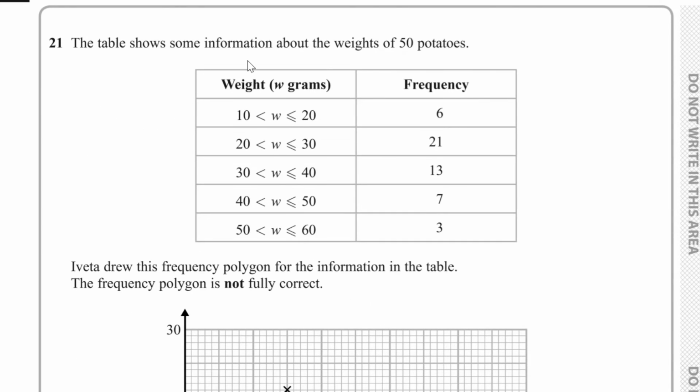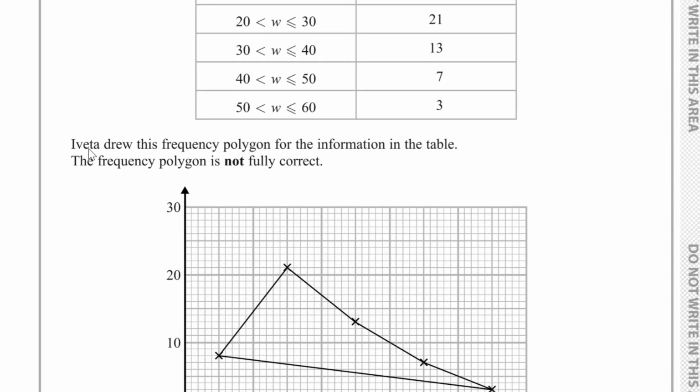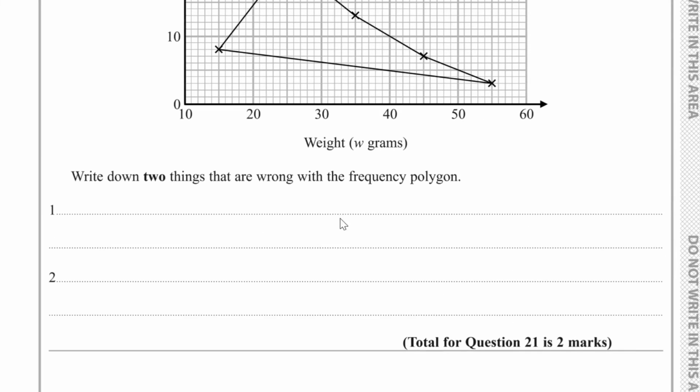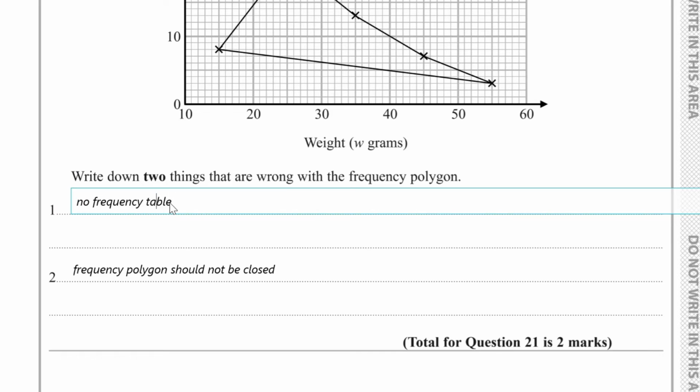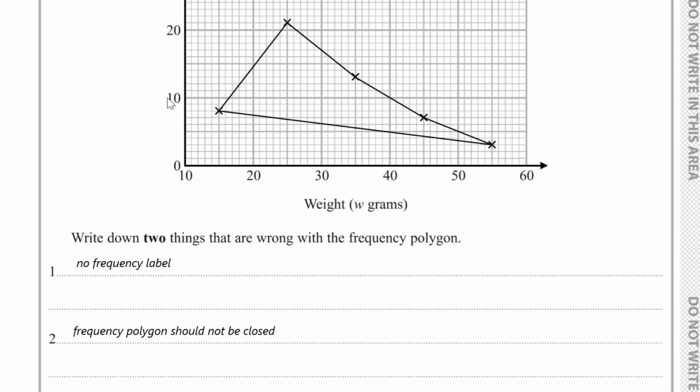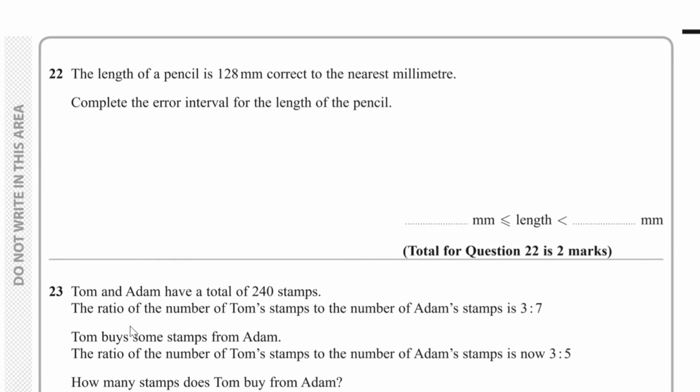Next question. The table shows information about the weights of 50 potatoes, and Iveta drew this frequency polygon for this information, and the frequency polygon is not correct. We have to write down 2 things that are wrong with this frequency polygon. So we see here there's no frequency label, that's along this axis here, and the frequency polygon should not be closed, so we should not join these with a straight line.